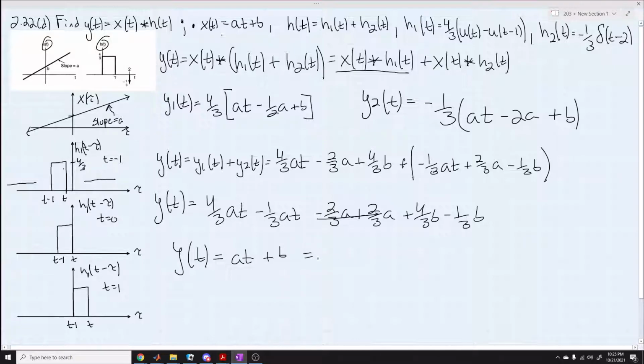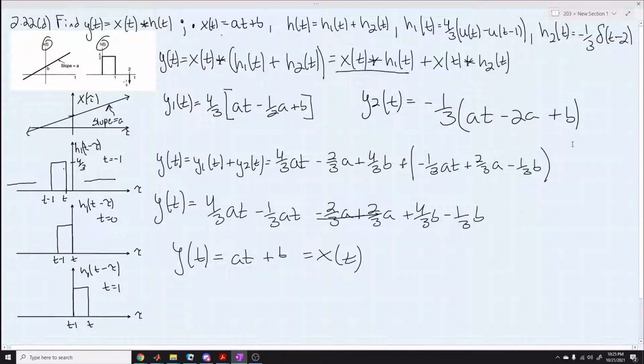So y of t actually equals x of t. And I think that's right. This is the second time I did it, and the first time I got the same result.